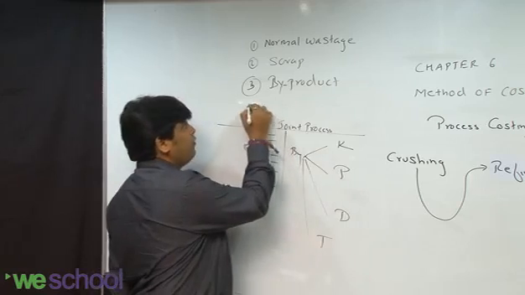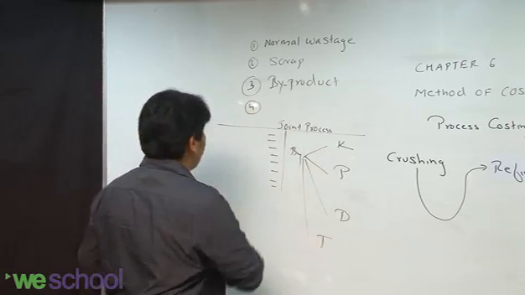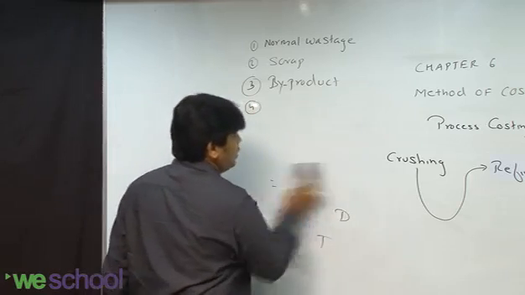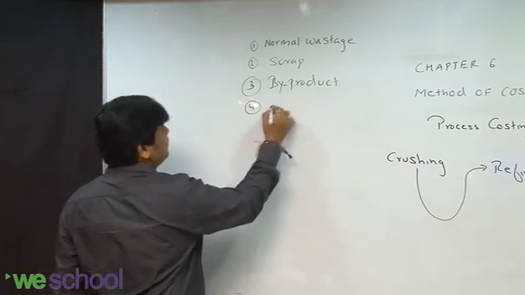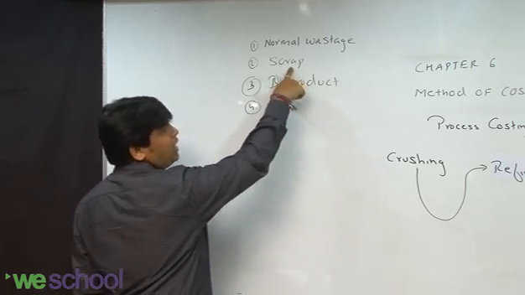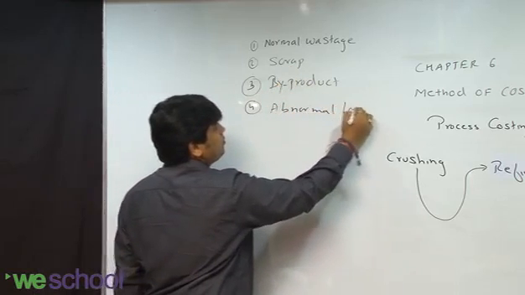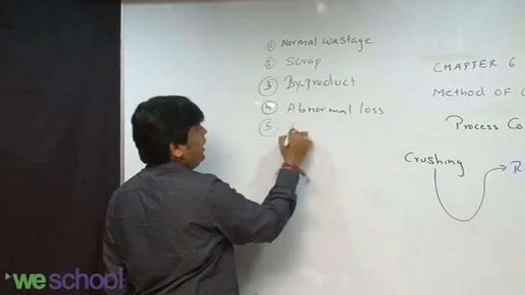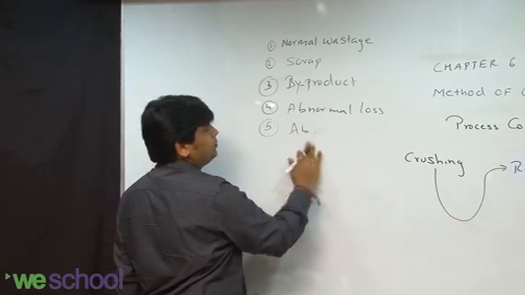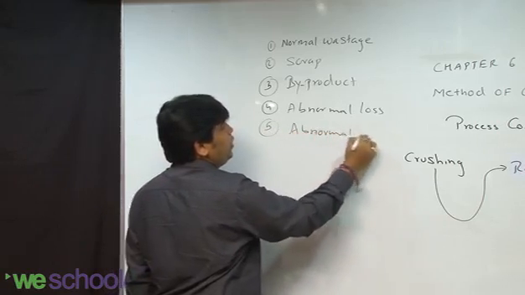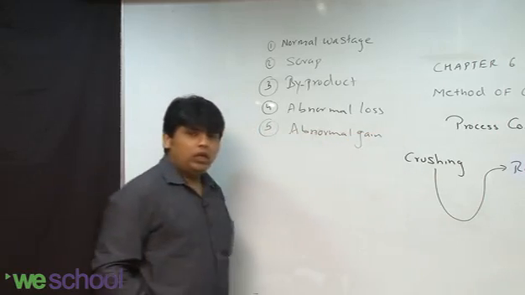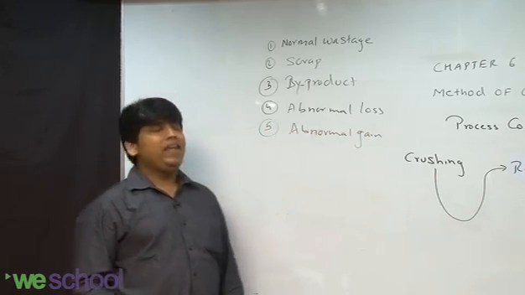So now after this we have one word called abnormal loss and abnormal gain. See, this is your normal loss. Scrap is also called normal loss. Abnormal loss, abnormal gain. What am I talking about? Abnormal loss and abnormal gain. Now what is abnormal loss or abnormal gain?